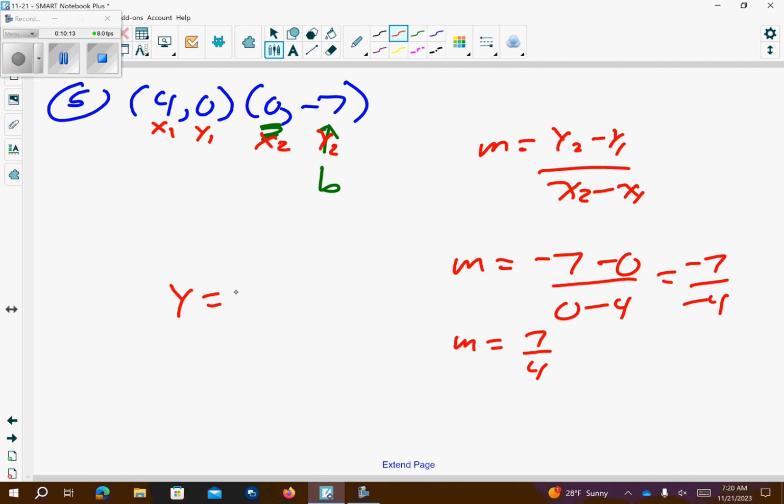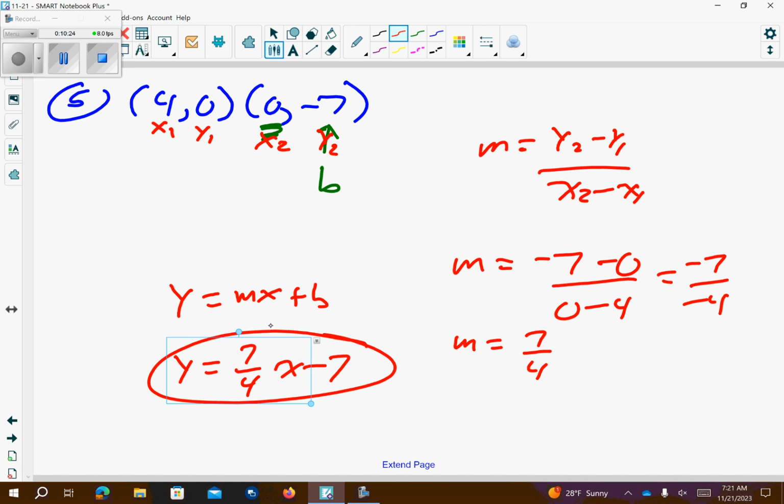You can go ahead and plug into y equals mx plus b. So my slope we just found to be 7 over 4. Don't forget the x. My b value we said originally was negative 7. And there's my answer.